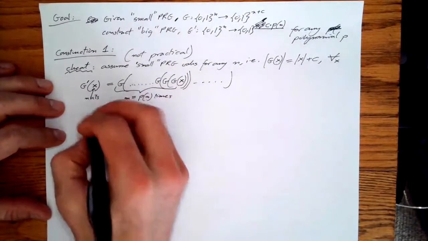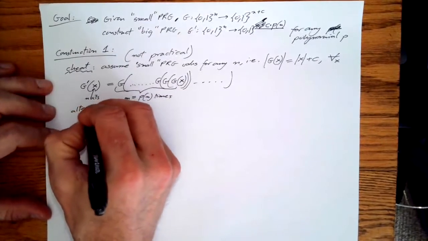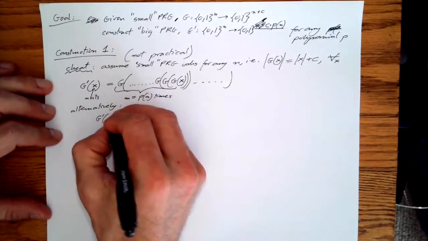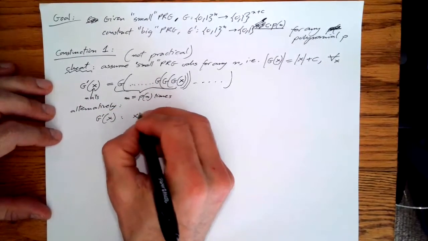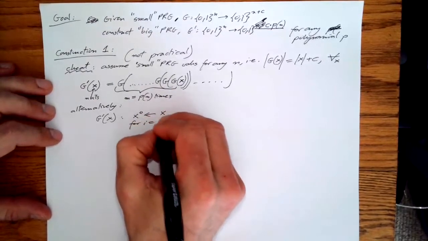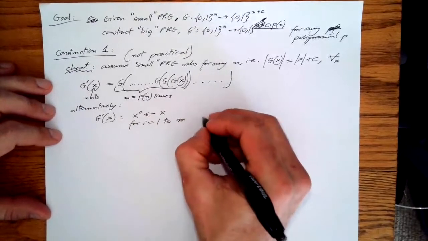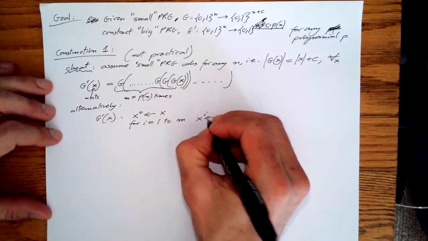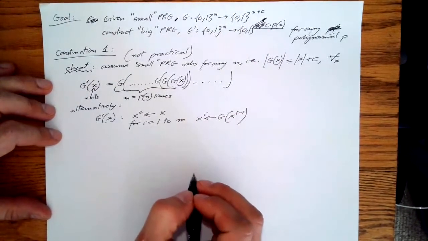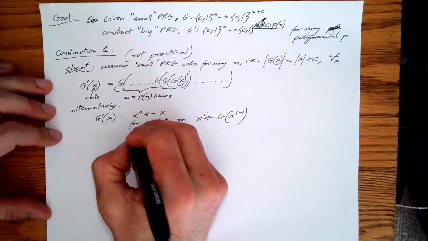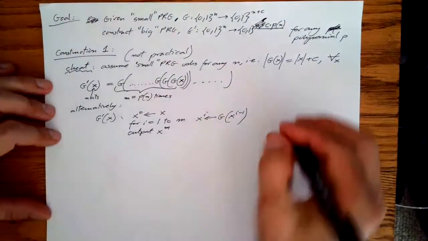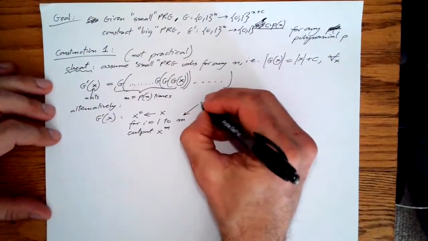Alternatively, you can describe this code like this. G prime on X, well, it has some initial value which it initializes to X, and for i from 1 to M, it sets X_i as G of X_(i minus 1), right? And finally outputs X_M, where M is P of n.